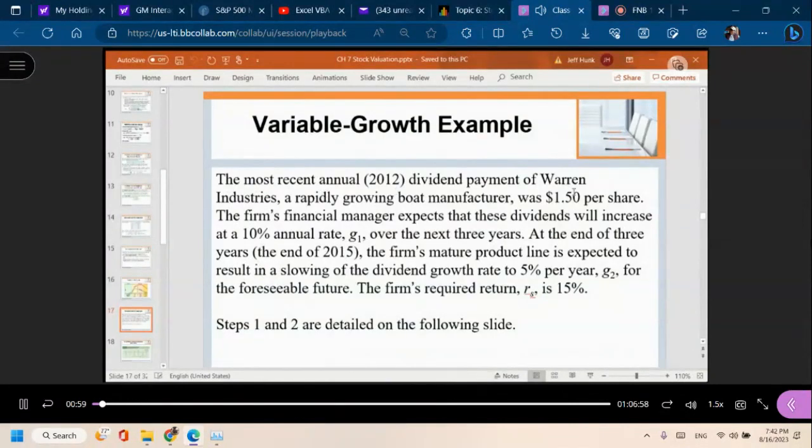The most recent annual dividend payment to Warren Industries, a rapidly growing boat manufacturer, was $1.50 per share. So you need to parse the narrative. Parse is a computer science term, where you break down and analyze. Oftentimes there's a lot of fluff in the narrative, and you should be able to crystallize it, boil it down to the very gist.